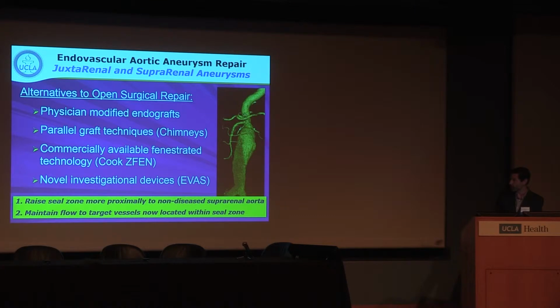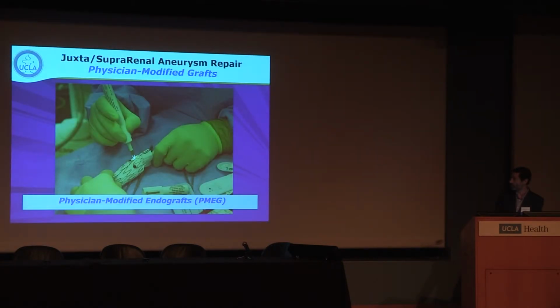But the bottom line with all of these devices and techniques, they're meant to basically raise the seal zone from that diseased infrarenal neck to an area just above or at the renal arteries where you have a healthier seal zone, while still maintaining flow through the target branches that come off of those areas. The first approach to this for our center had been the use of physician-modified endografts, and these are grafts that are basically designed for the thoracic aorta, in which we place holes or burn holes or fenestrations in the graft to allow perfusion to those branch vessels.